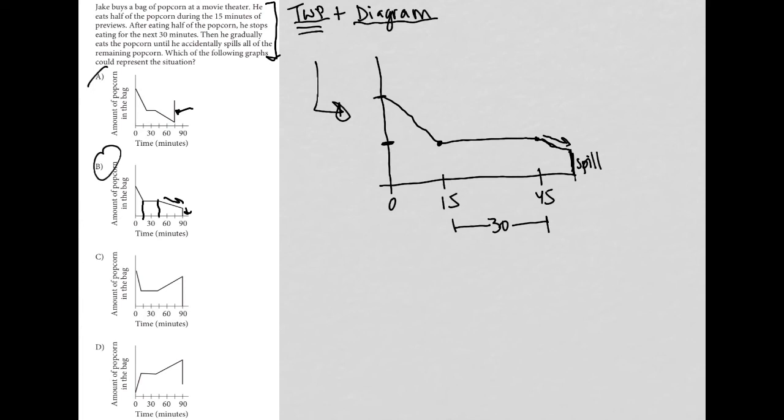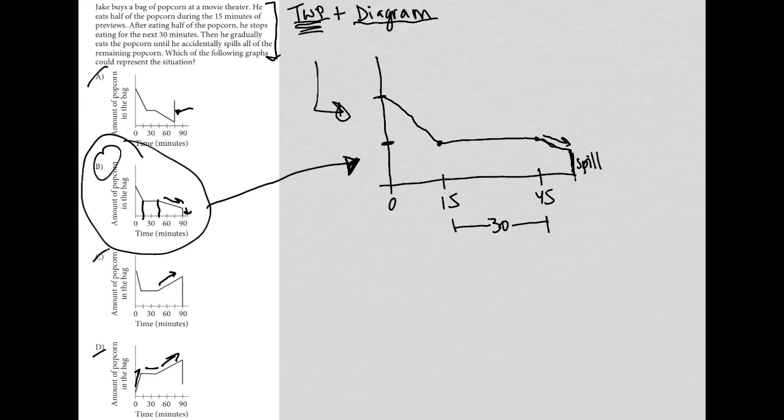So C, no, there's never a point where he gets more popcorn, so C is gone. And D for the same reason, we're never getting more popcorn, so D is gone. So choice B is the best answer. We can see that it matches what we drew here. And just keep that in mind: whenever you have this scenario, why not translate what you're reading slowly into graph form? Because then finding the answer is very easy.